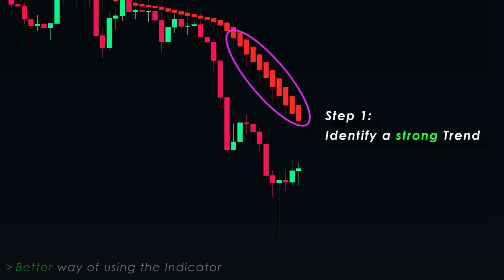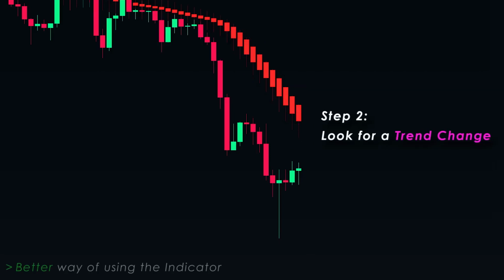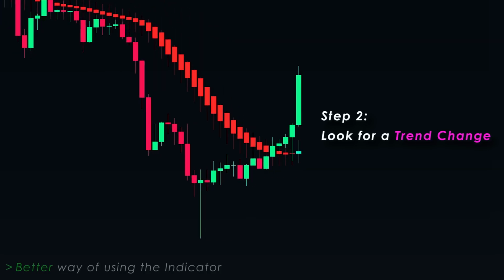Once you've identified the trend, the next step is to look for a trend change. And we can do that by waiting for the Heikin Ashi candles to show signs of a trend reversal. And as you can see here, the candles gradually become smaller and smaller before finally switching to a green color. So now we have our trend change. However, you don't want to take a buy position here yet, because like I said before, that would result in a late entry because the price had already moved upwards.